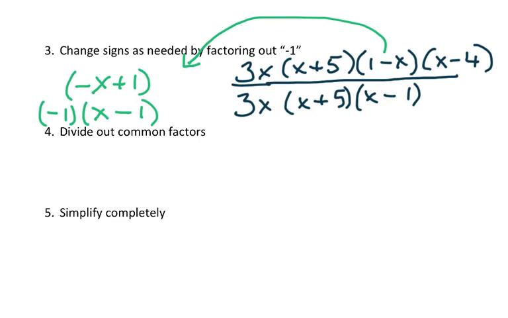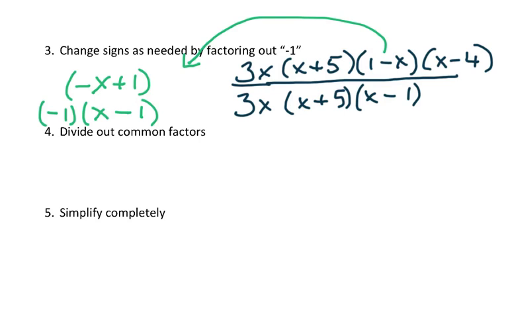So in this numerator here, this 1 minus x could be rewritten as minus 1 times x minus 1. And the reason I like that is because it'll cancel with this x minus 1. And then I have the x minus 4 left over. So let's go ahead and write this whole thing out.